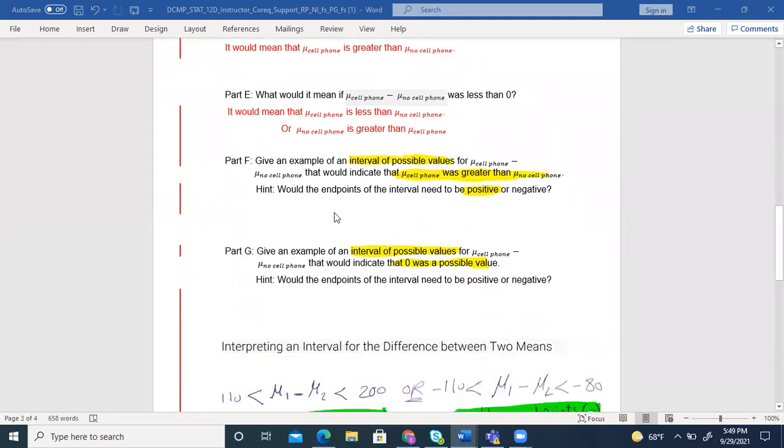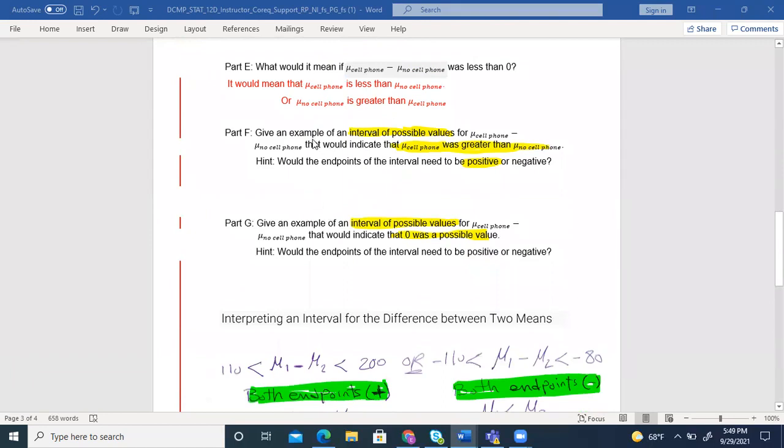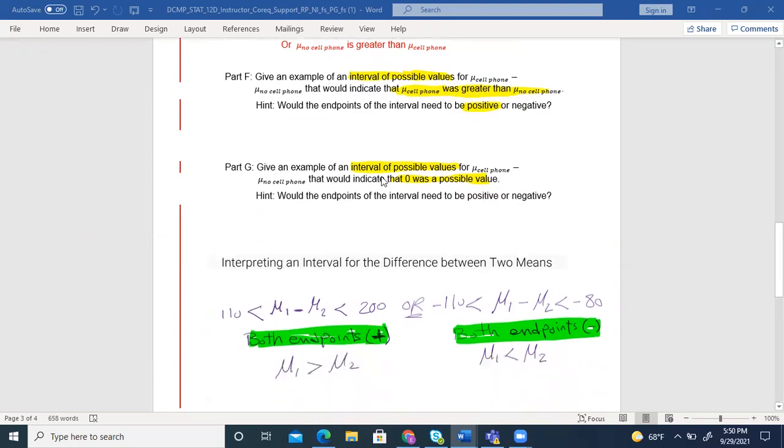So for part F and part G, before we go to that, because we ask in here, can you give an example for an interval of possible values for that difference between the two means, or that mu cell phone minus mu no cell phone, that would indicate that mu cell phone was greater than mu with no cell phone. So mu with cell phone is the mean for the first population. And basically, to give an example that the mu for cell phone is going to be greater than the mu for no cell phone.